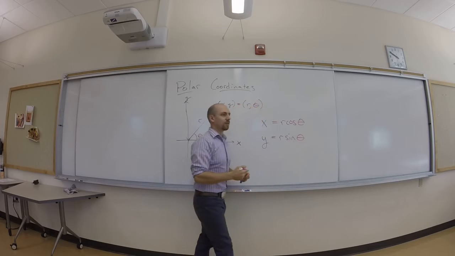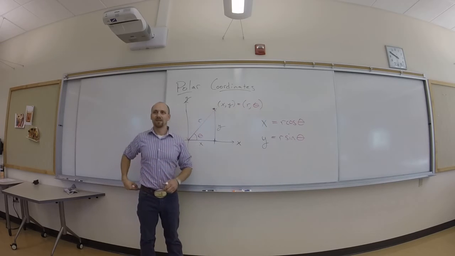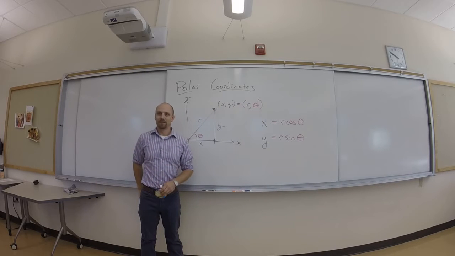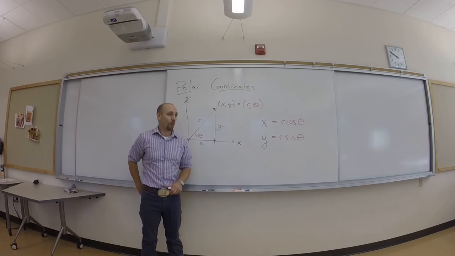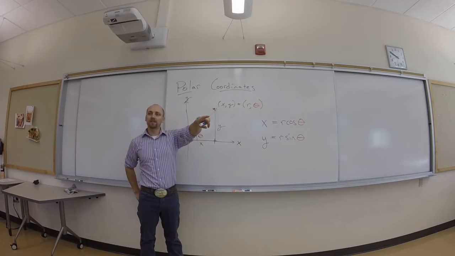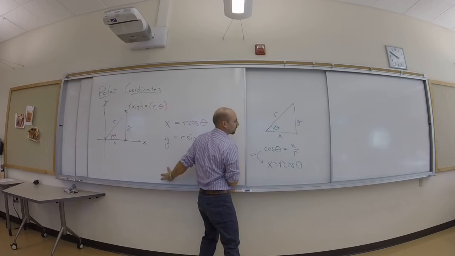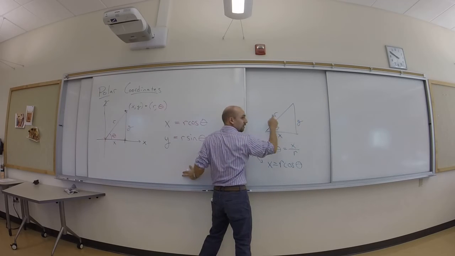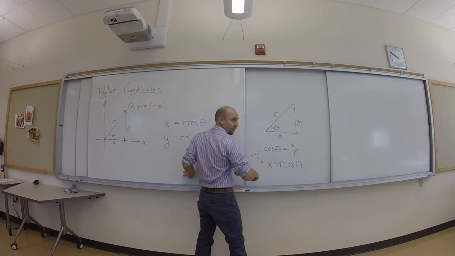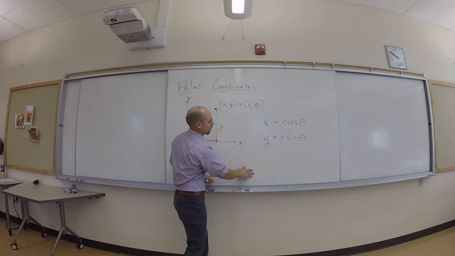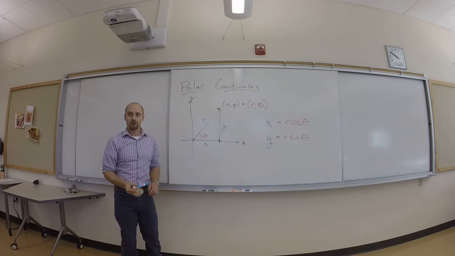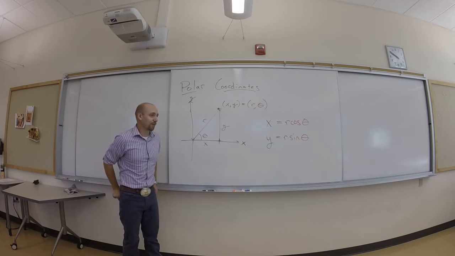Good, for y. Why is it r sine theta? Good, because sine is the opposite side over the hypotenuse. And if I go back to my triangle, the opposite side is y and the hypotenuse is r, so do the same thing. Cool? Check. All right, now let's see if we can get the other way.